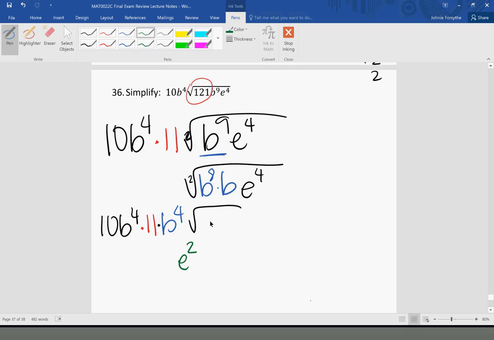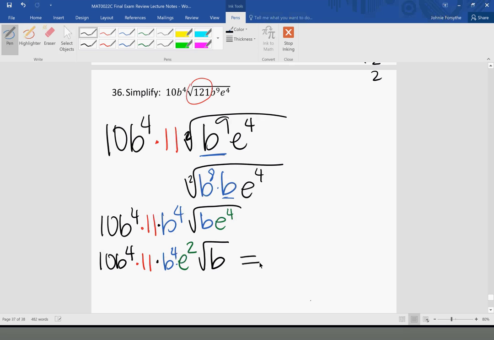Oh, I forgot about that b. Sorry about that. I forgot all about this lonely b here. That b stays in there. And then I have e to the 4th. So now 2 goes into 4 how many times? 2 times with no e left over. So the only thing left under the square root is this b. We still have this 10b to the 4th, we still have the 11, and we still have the b to the 4th out here, times e squared.